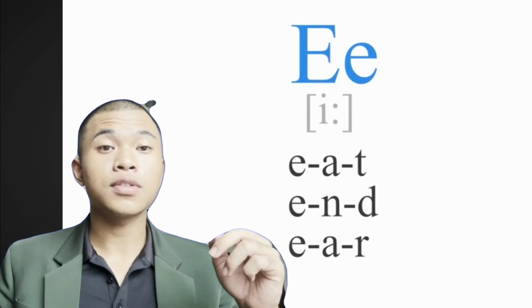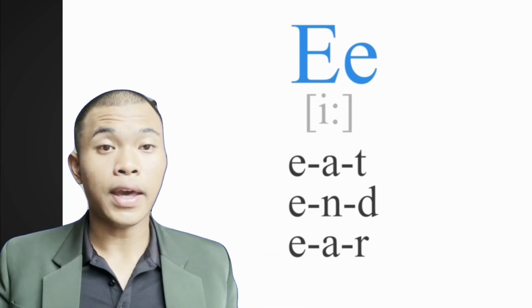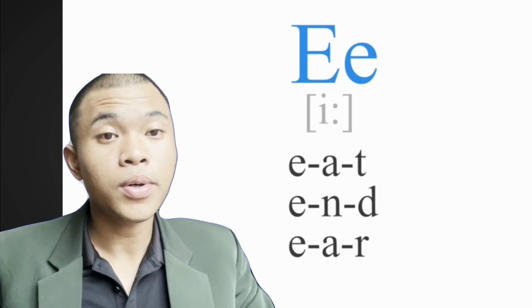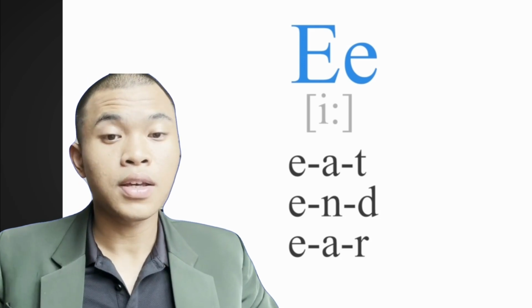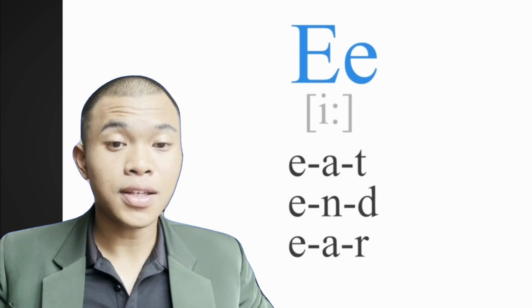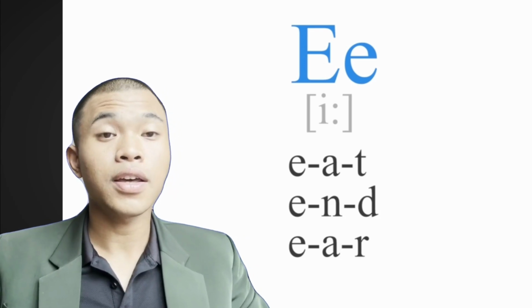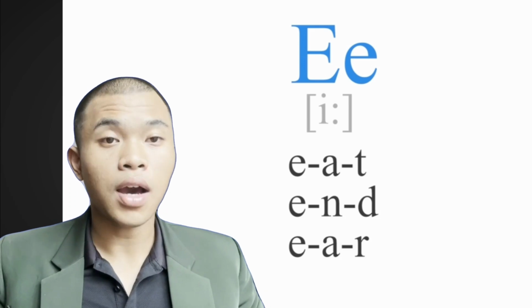The big one, it sounds like E. The small one, it sounds like E. The IPA pronunciation, it sounds like E. Example of word: eat, E, A, T. End, E, N, D. Ear, E, A, R.